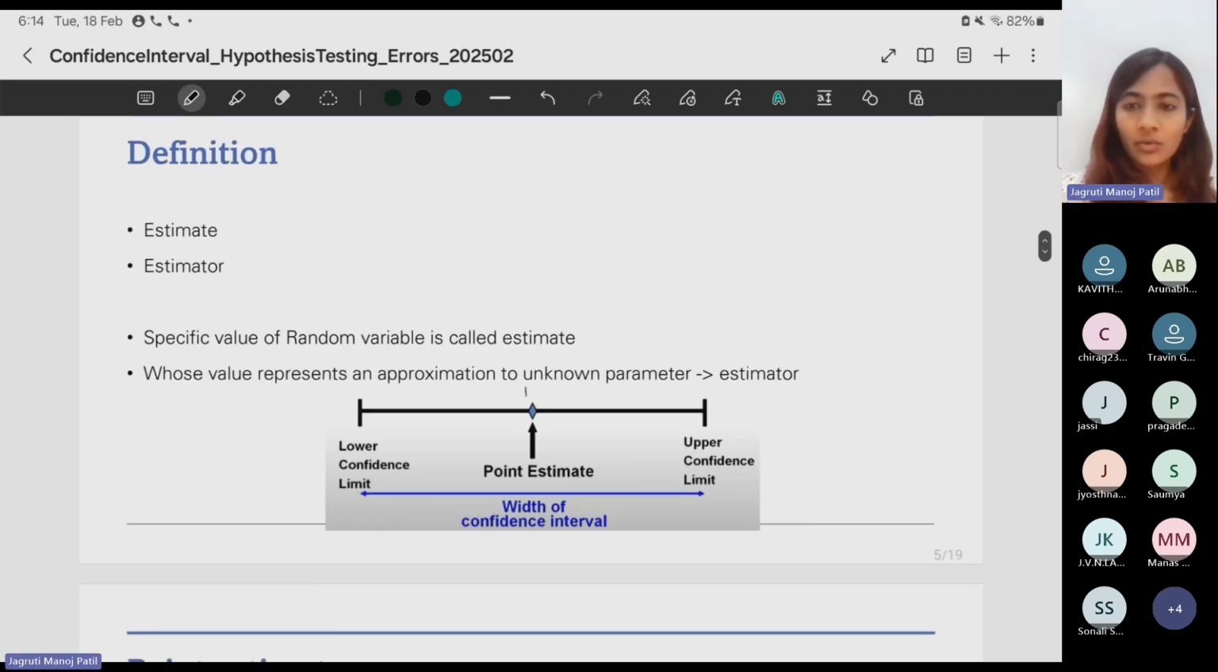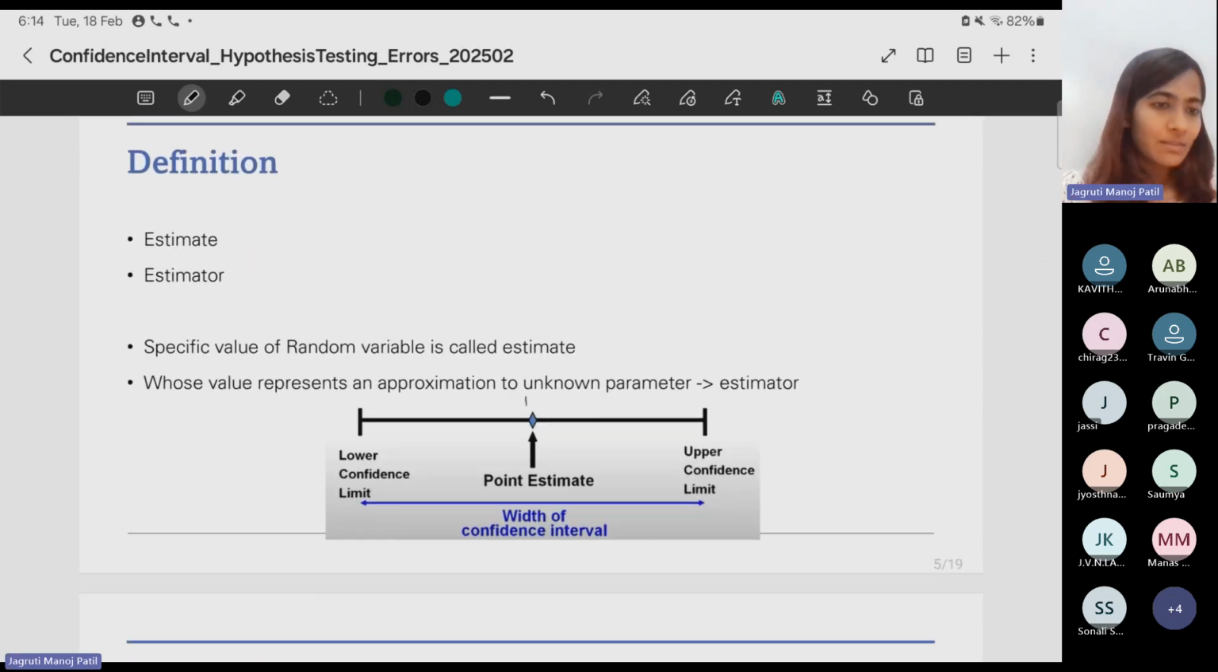First, a very basic definition of the difference between an estimate and an estimator. An estimate is a specific value of a random variable, whereas an estimator gives you an approximation of the unknown parameter of your entire population. Now, what is the core difference between a normal estimator and a confidence interval? A single estimator is just a point value, a single number, whereas a confidence interval gives you a range of values: a lower confidence limit and an upper confidence limit.